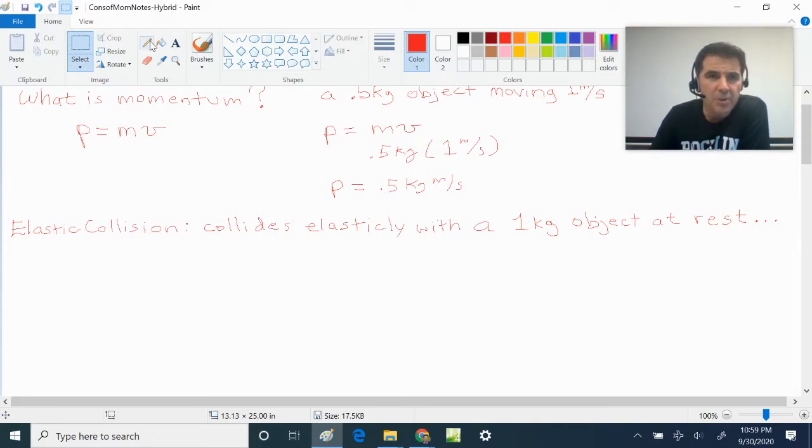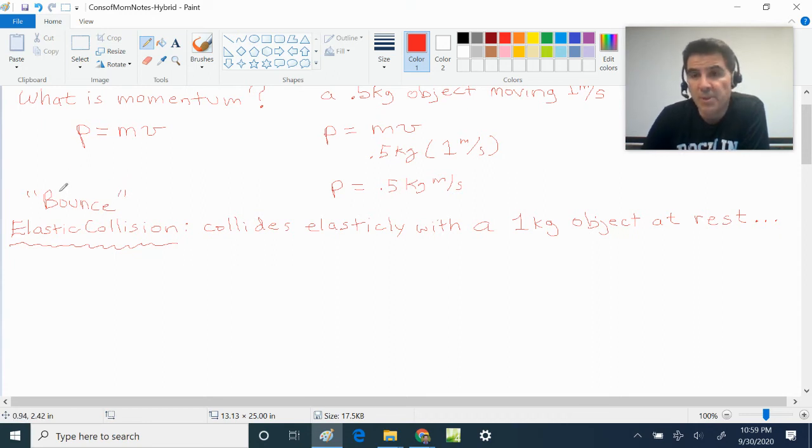The way we do this mathematically is we add up the momentum before. And this is called an elastic collision. An elastic collision is the ones that bounce off each other. They perfectly bounce, and so they conserve kinetic energy as well as momentum. So the law of conservation of momentum doesn't say energy is conserved. It says that in the collision, momentum is conserved. And we'll talk more about the law of conservation of energy later on.